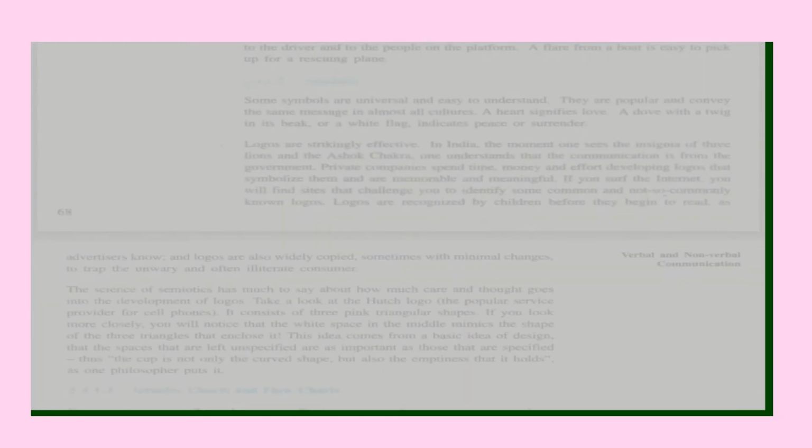Visual communication is very advantageous when quick communication has to be made to a large group, or a person has to understand a short, simple message in a fleeting moment. Consider the role of signals. Anybody who sees a red light automatically stops the vehicle without conscious thought, almost reflexively. The danger sign of a skull with two crossbones instantaneously communicates a warning. The waving of a green or red flag by a railway guard or a station master passes on a clear message to the driver and to the people on the platform. A flare from a boat is easy to pick up for a rescuing plane.